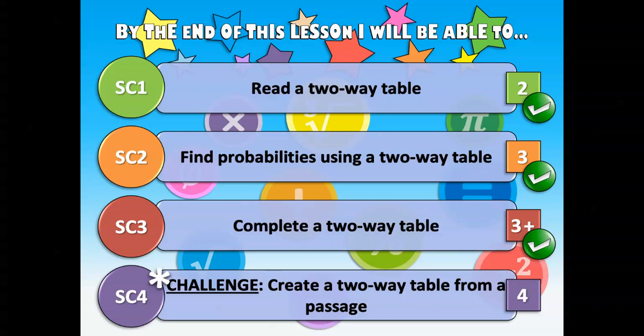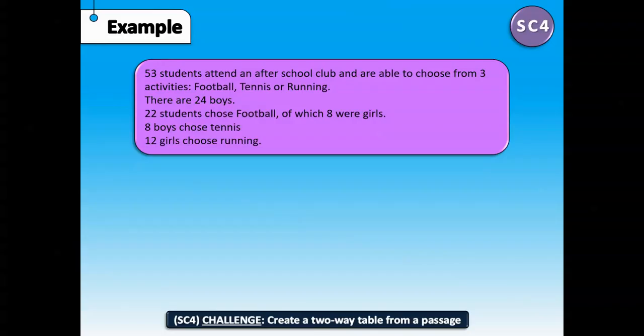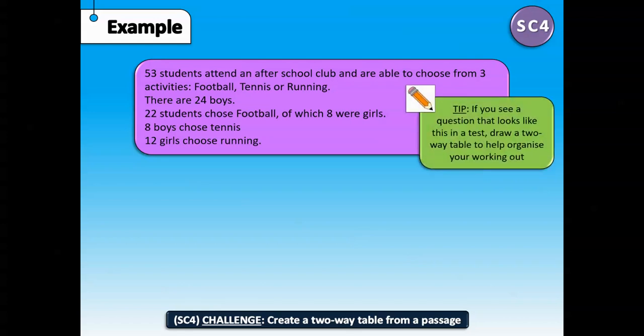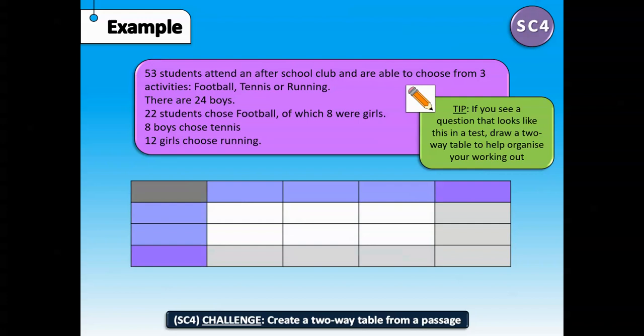So now we're going to move on to number 4, and this is to create a two-way table from a passage. So here we've got some information, and we want to create a two-way table for it. So if you see a question that looks like this in a test, draw a two-way table to help you organize your working out. So this is what our two-way table should look like. Make sure you include totals as well.